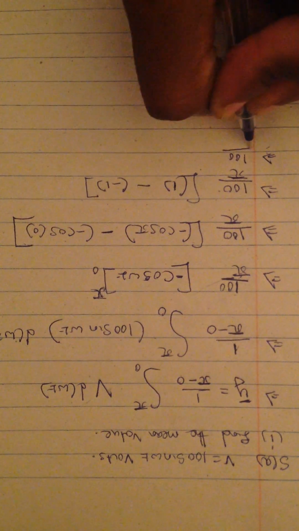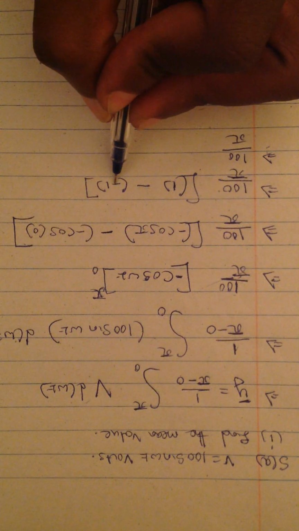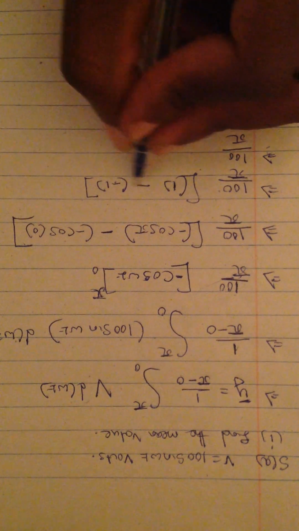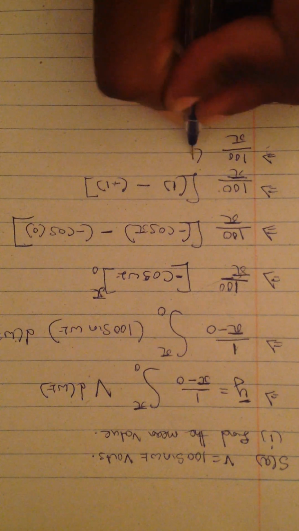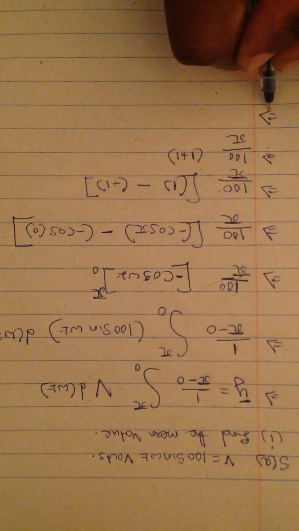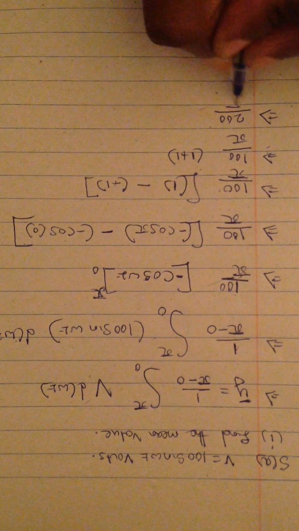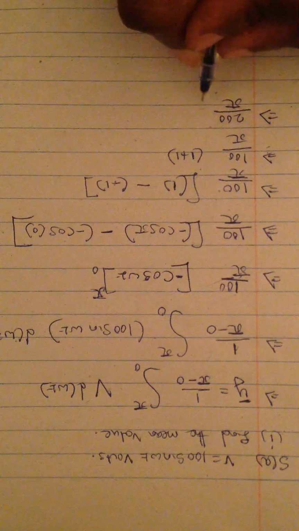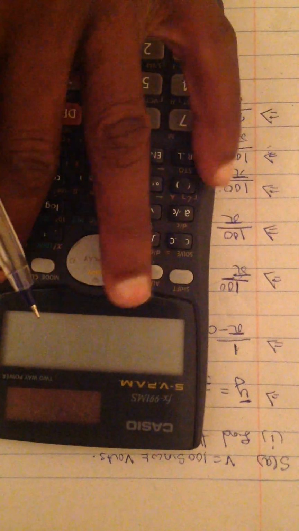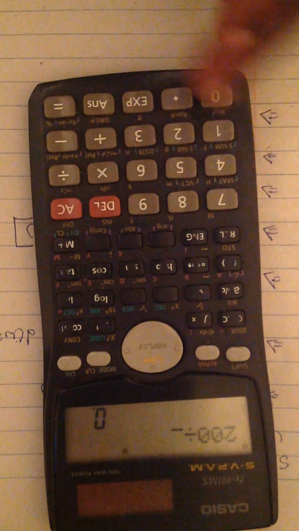100 over pi. What is negative times negative? It becomes positive. So it will be, open bracket, 1 plus 1. You close. 1 plus 1, that's 2. So you're going to have something like this. 2 times 100, that's 200 over pi. So what is 200 divided by pi? Shift pi.